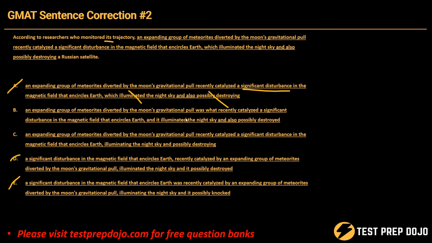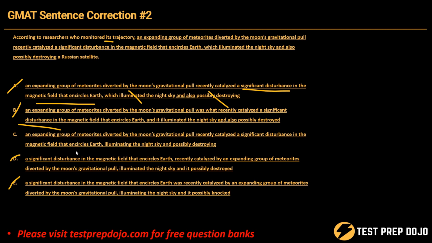In B, we have and it illuminated the night sky and also possibly destroyed. So these are parallel, the illuminated and destroyed, but what is the it in reference to? Is it the expanding group of meteorites? Is it the significant disturbance? So that's one issue, and then this one also has this: a group of meteorites diverted by the moon's gravitational pull was what recently. That's a bit awkward. That should be a big red flag, so that one's wrong.